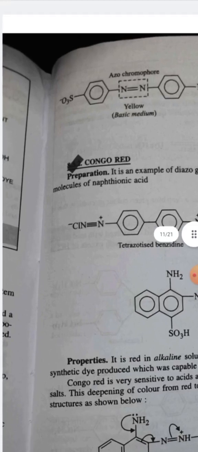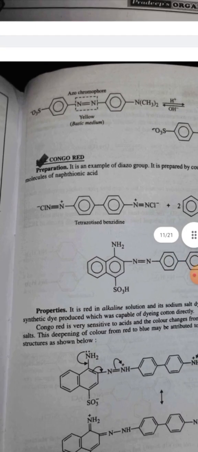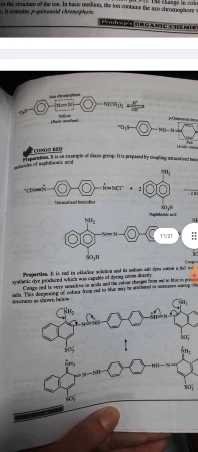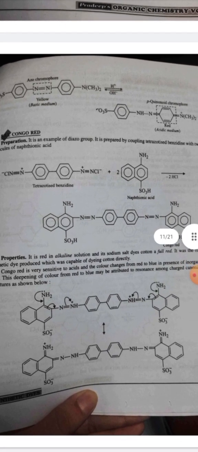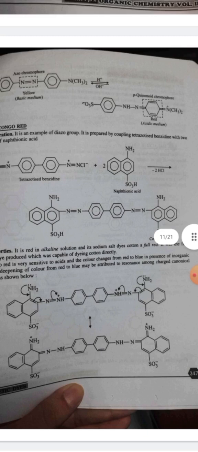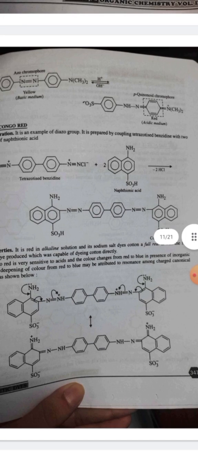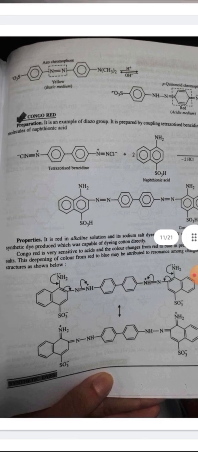Our next section is 8.5.2. The second dye is Congo red. Preparation: it is an example of a diazo group. It is prepared by coupling tetraazotized benzene with two molecules of naphthionic acid.